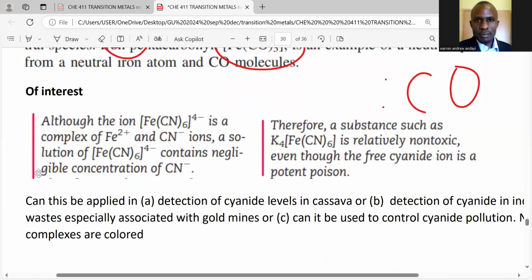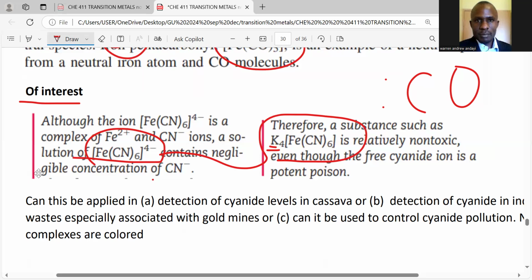This is something of interest, just something to interest us. Although iron cyanide is a complex like that, a solution of the cyanide ions contains no free cyanide in it because they are strongly bonded, so very little will break out, and therefore such a compound is not toxic. So it is neutralized here. So this compound here can easily act as an acid and combine with potassium to give you that, which is relatively non-toxic, okay?